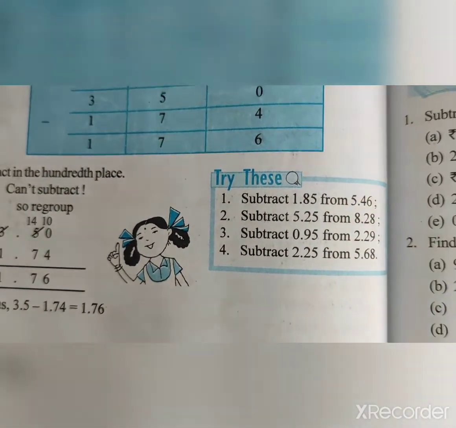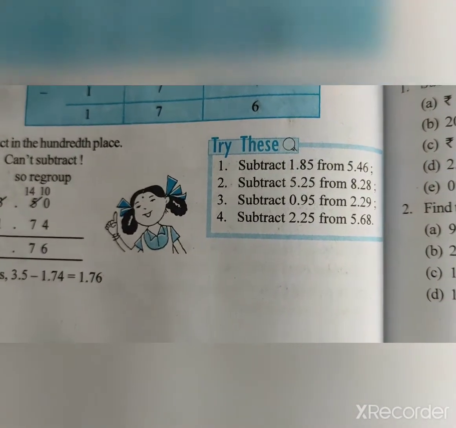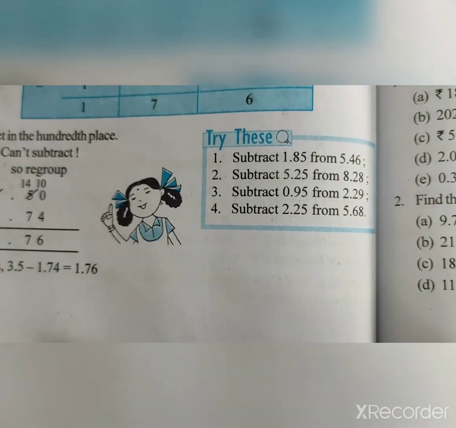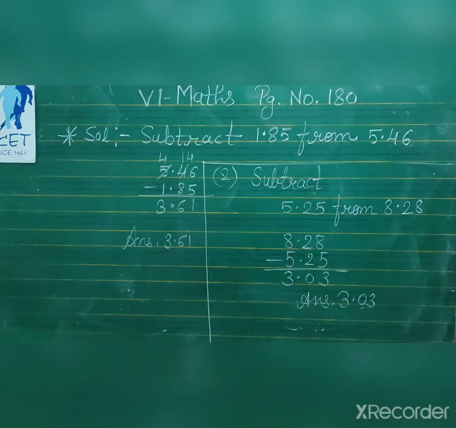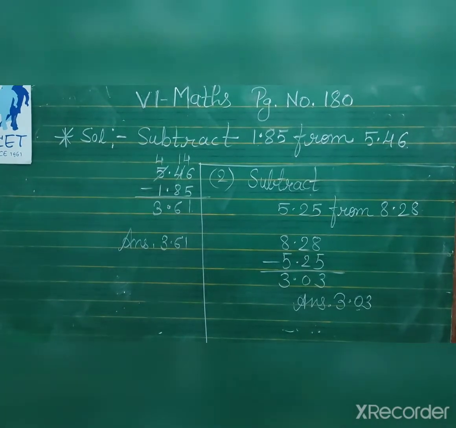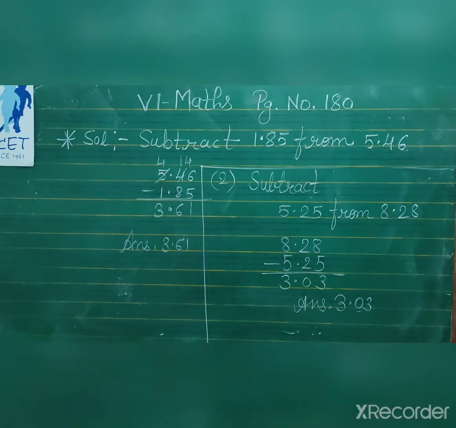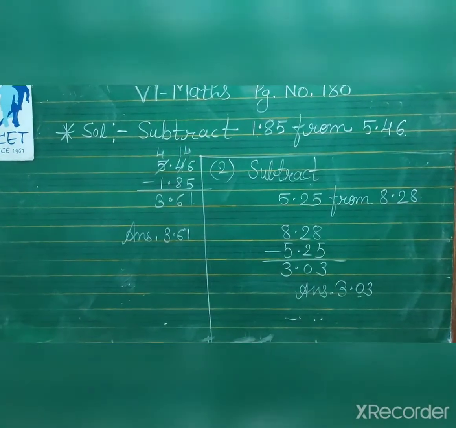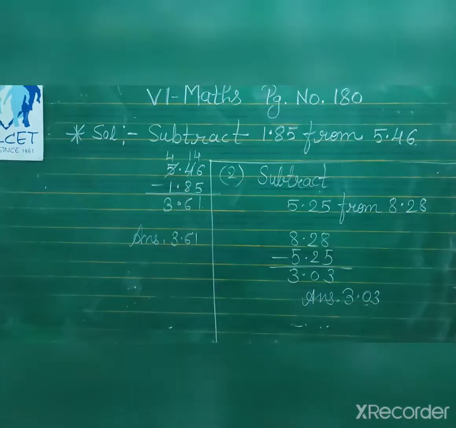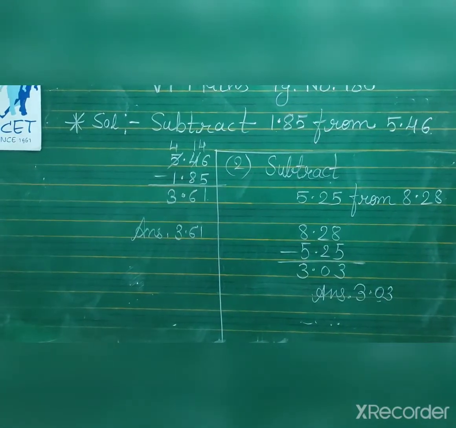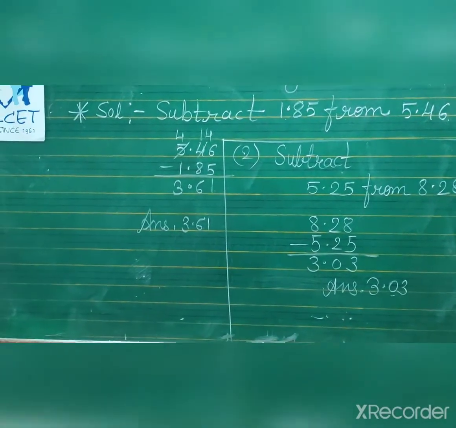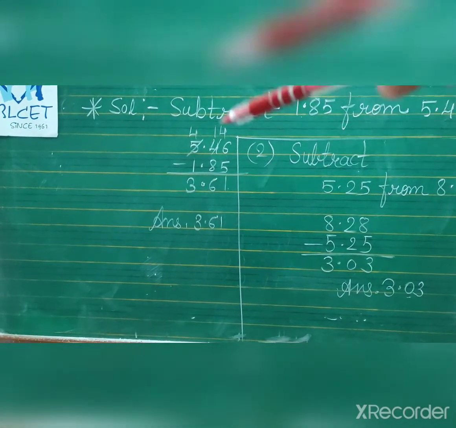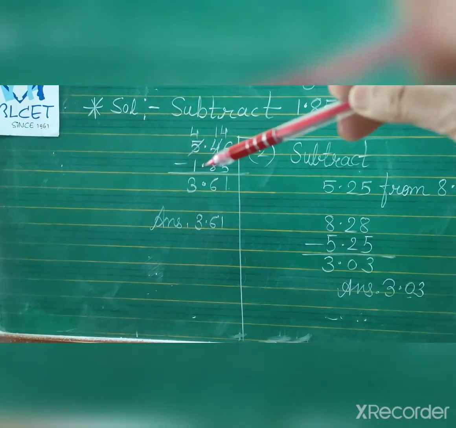These all 4 I am solving for you. Illustration you will solve. 15, 16 and 17 you will solve. Now first subtract 1.85 from 5.46. So 5.46 we will write first. Subtraction sign, that means minus 1.85. Now 6 minus 5, 1. And here will be 4 minus 8 is not possible. 4 will borrow from 5. So here will be 14. So 14 minus 8 will be 6. Here will be 4. 4 minus 1 is 3.